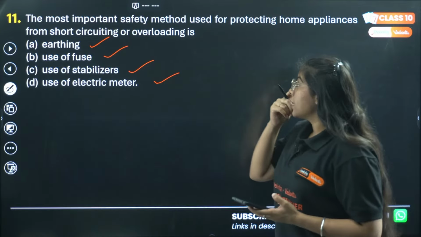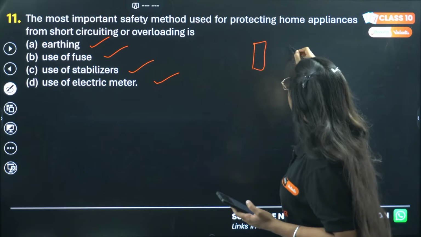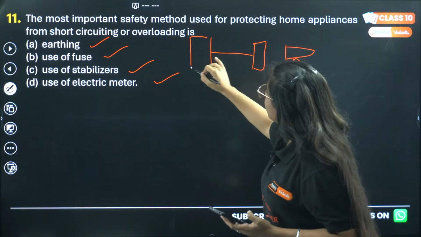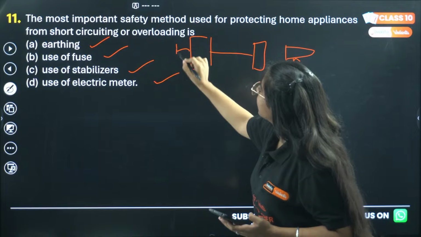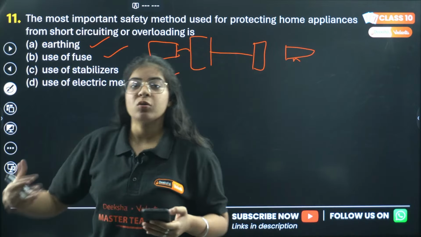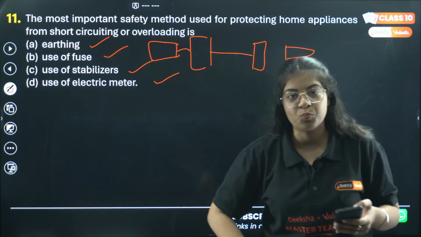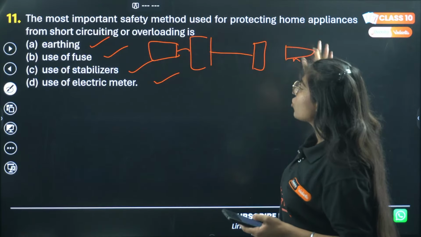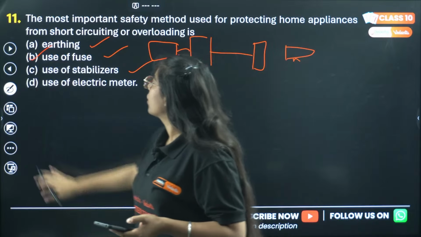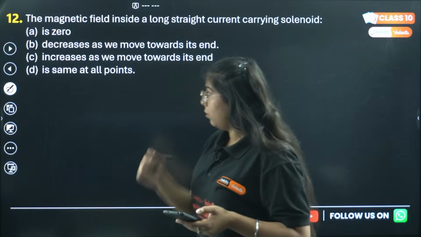For the safety method, all our home appliances, our fridge or TV, whatever, are connected to the main meter, and before the main meter we connect a fuse. Every time more current than required passes through that fuse, it burns out and saves all our appliances from getting burnt. So our answer is use of fuse. Correct? Okay, 12th question.